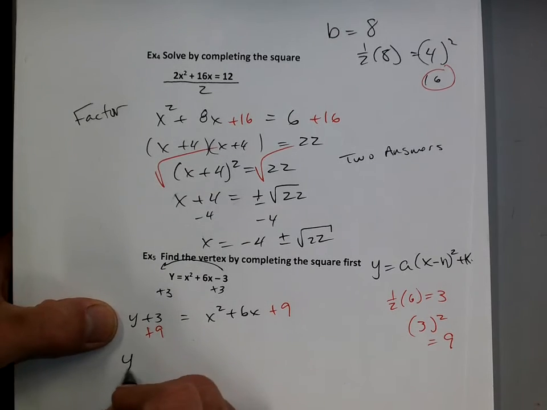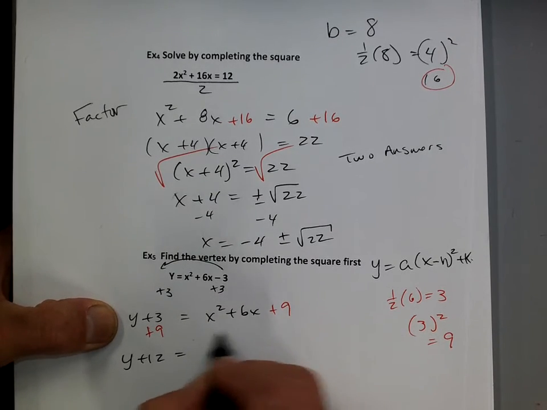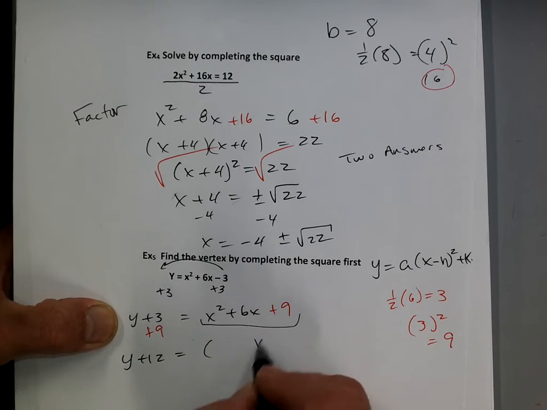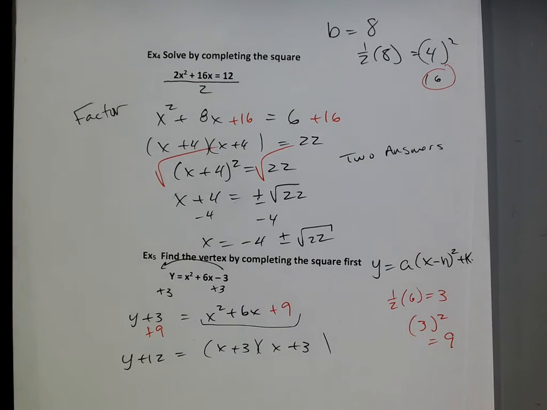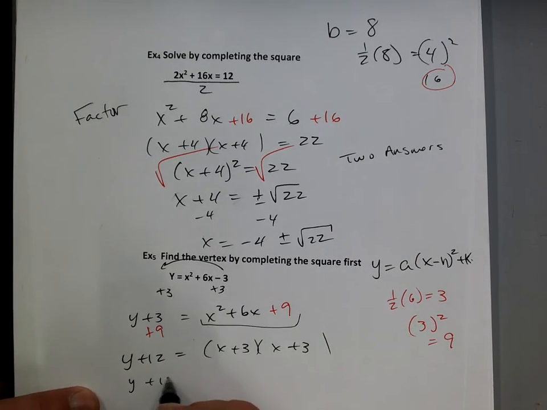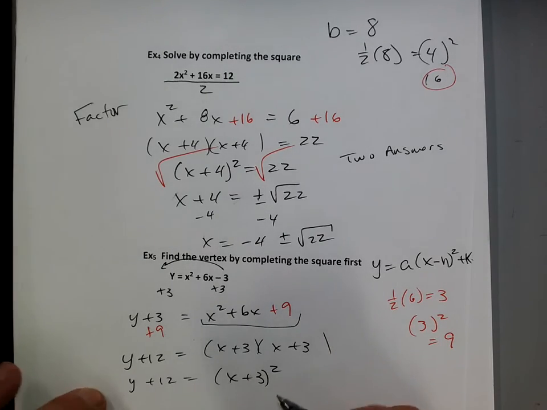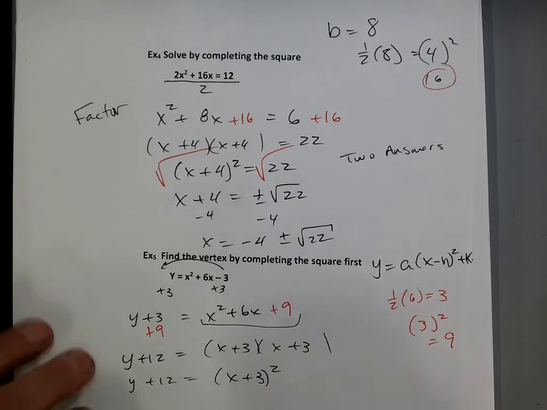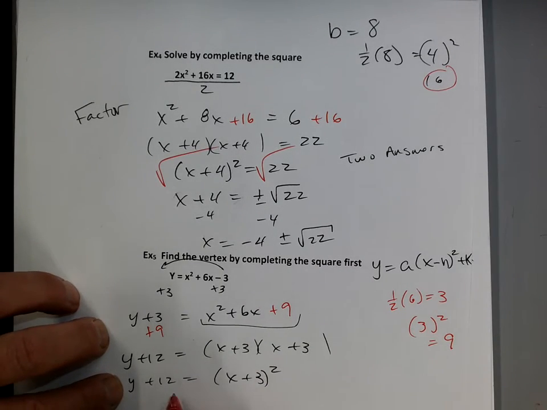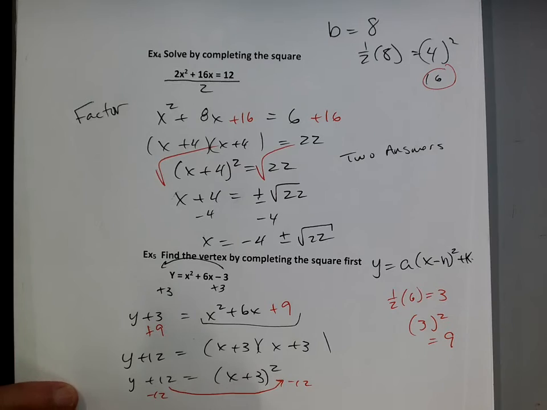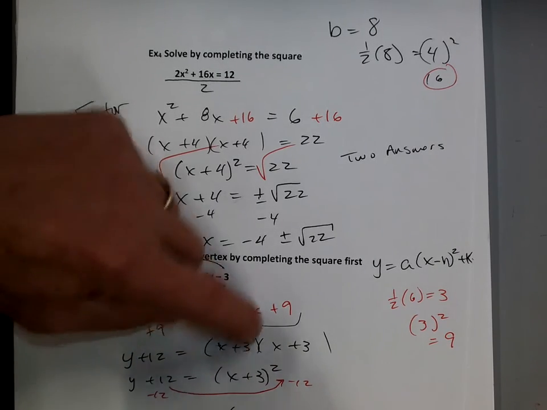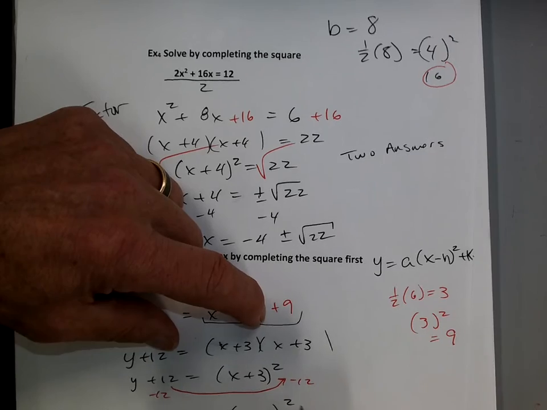So this is y plus 12 equals, and I can factor this, right? That'll factor into x plus 3, x plus 3. So y plus 12 equals x plus 3 squared. The last thing I'm going to do is bring the 12 back over by subtracting 12. Minus 12, minus 12. So I'll have y equals, here it is, x plus 3 squared minus 12.